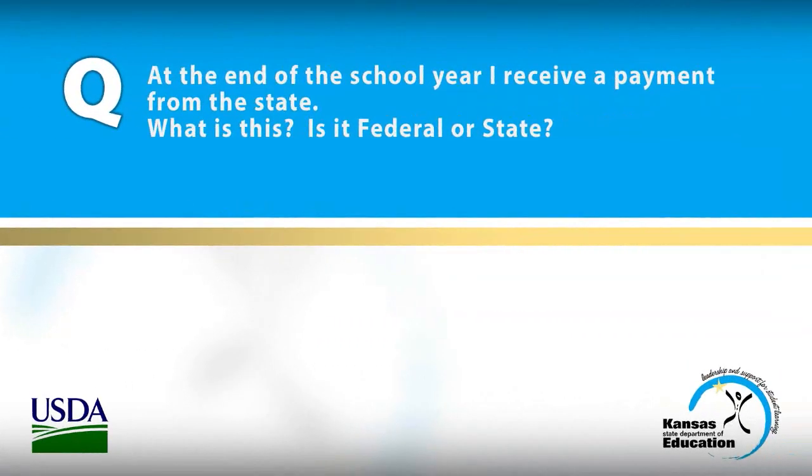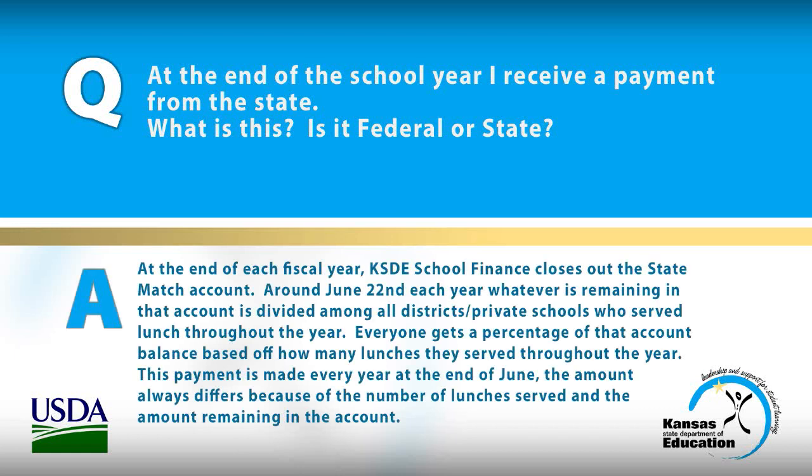Another question, at the end of the school year, I receive a payment from the state. What is this? Is it federal or state? The answer is at the end of each fiscal year, KSDE School Finance closes out the state match account. Around June 22nd each year, whatever is remaining in that account is divided among all districts and private schools who served lunch throughout the year. Everyone gets a percentage of that account balance based on how many lunches they served throughout the year. This payment is made every year at the end of June. The amount always differs because of the number of lunches served and the amount remaining in the account.